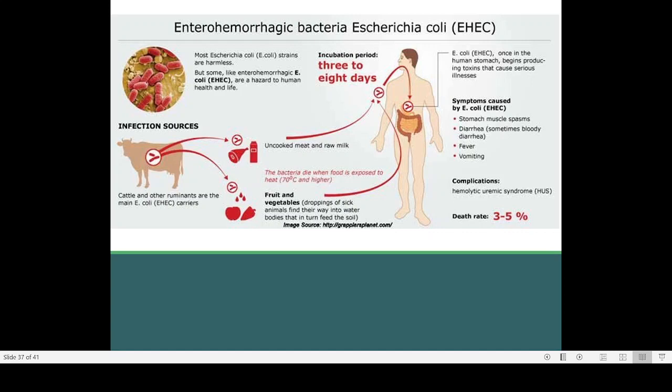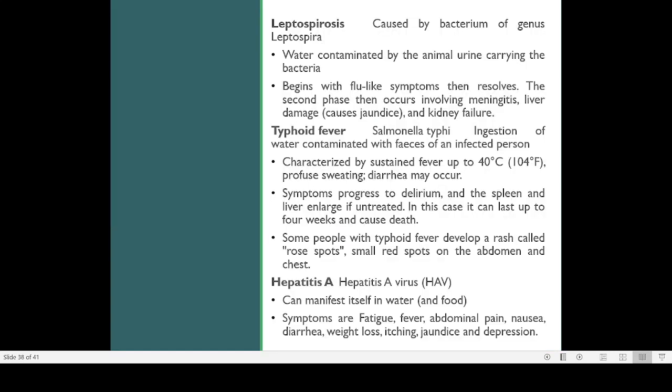E. coli is a harmless bacteria, but certain strains can cause problems, especially in immunocompromised people, the old, and young children. Then the next type is leptospirosis. You might have heard about leptospirosis because it is a common disease right now. It is caused by a genus known as Leptospira. In Malayalam we call it Elipani.